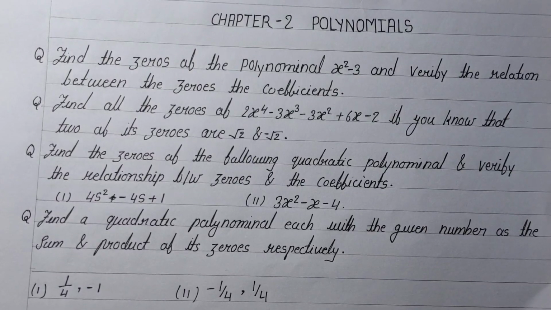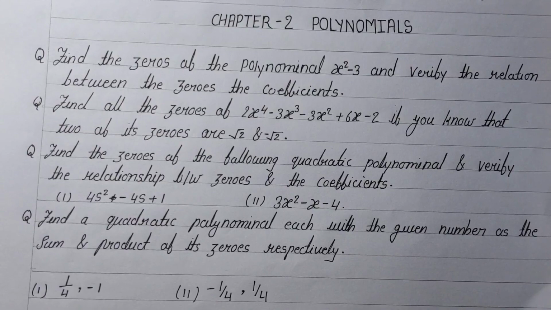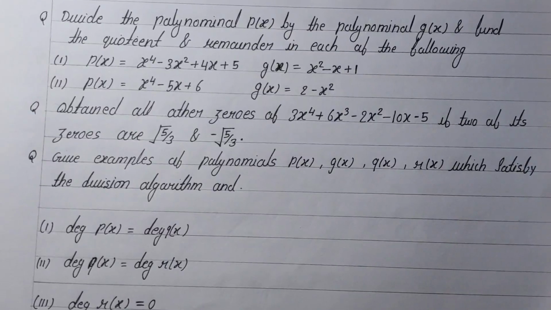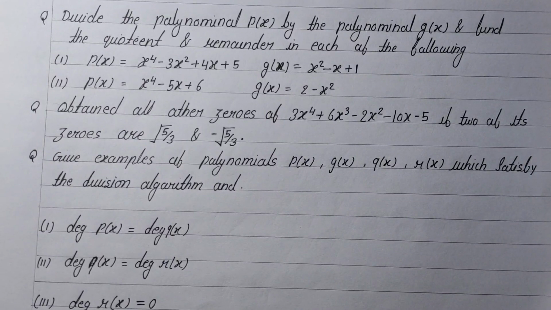Next, find a quadratic polynomial each with the given numbers as the sum and product of its zeros respectively. First, 1 by 4 and minus 1. Second one, minus 1 by 4 and plus 1 by 4.